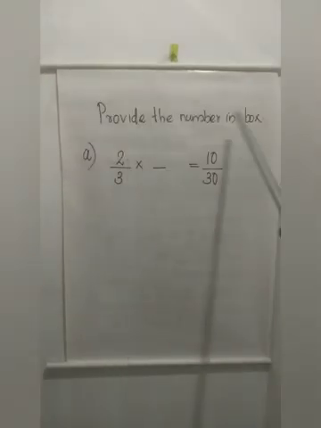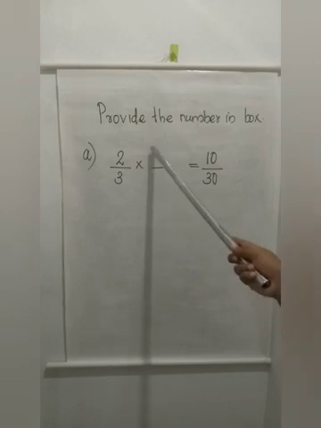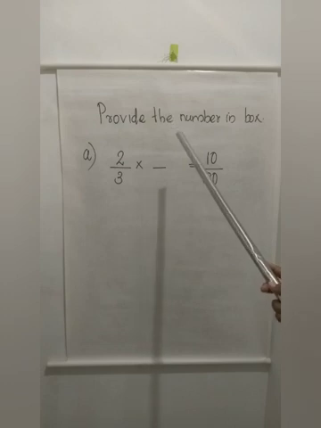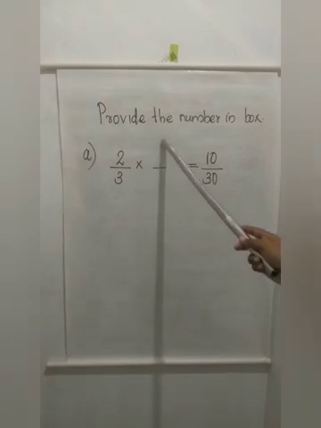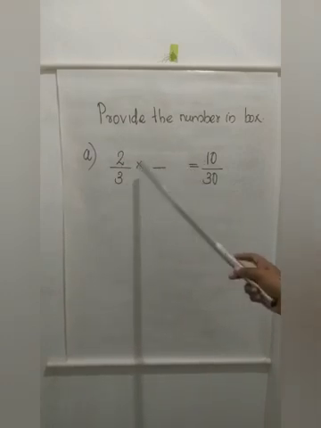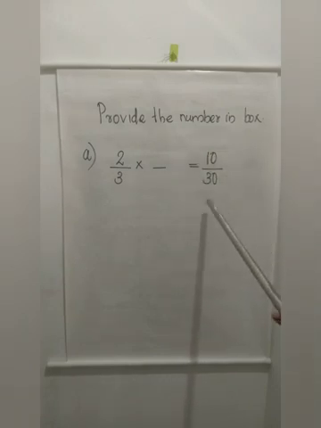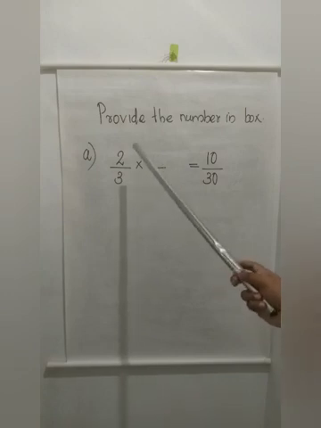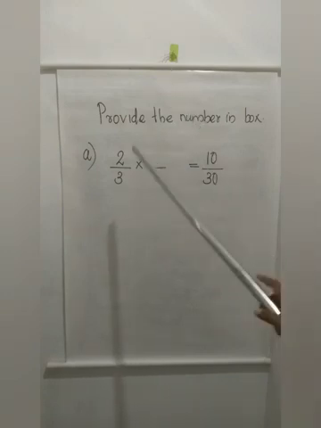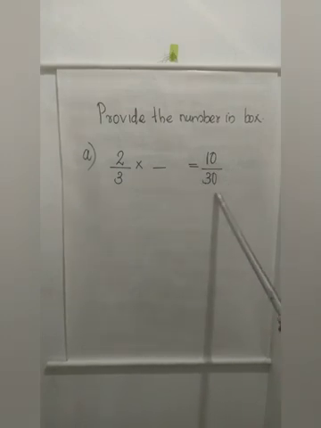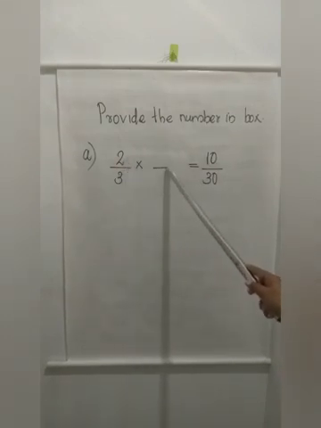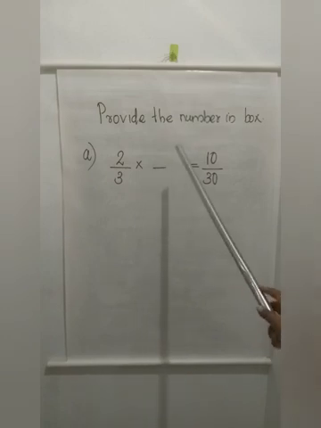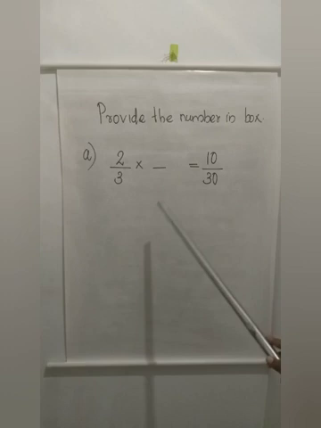Next, provide the number in the box. Here we have to provide the fraction. Here they didn't ask for an equivalent fraction. They are asking: what do you multiply 2 by 3 with to get 10 by 30? So here we have to look at the numerator and denominator separately. That means 3 into what gives 30? 2 into what gives 10? And also in the question you will get a fraction. Make that fraction into simplest form.